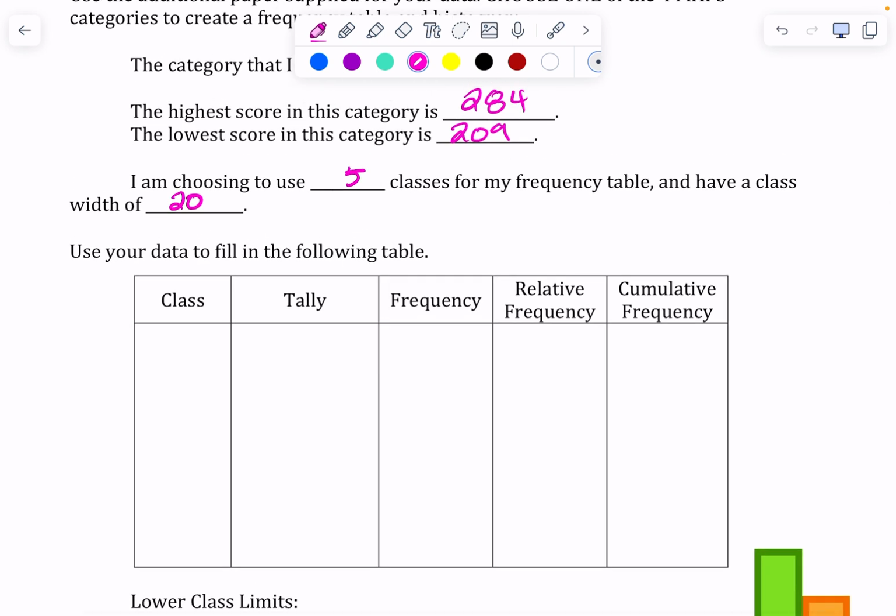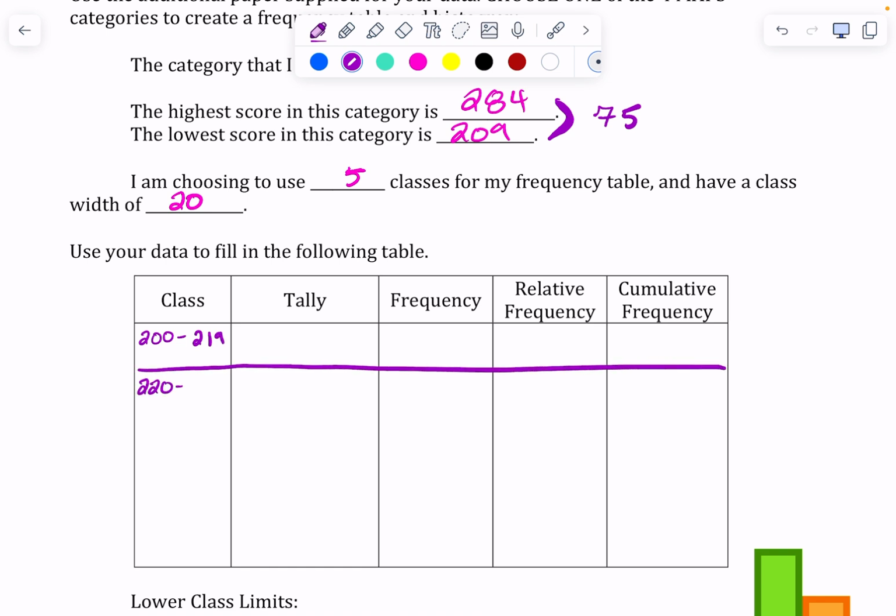So 200 is the smallest, right? If we subtract these 2, you get 75. Oh, these are scores. If we do a class width of 20, what are we going from? 200 to 219, 220 to 239, 240 to 259.